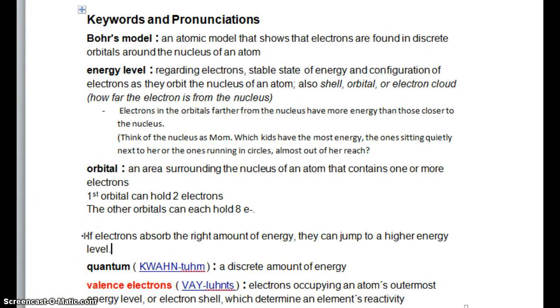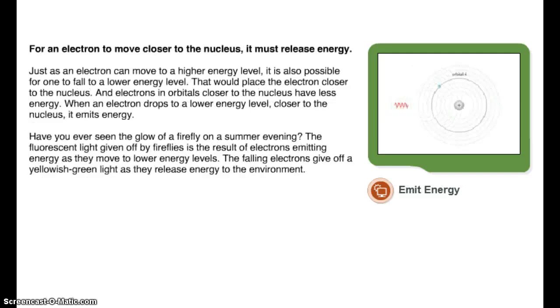And so I added to our notes, if electrons absorb the right amount of energy, they can jump to a higher energy level, or a higher orbital. For an electron to move closer to the nucleus, okay, so now I'm going closer in, it must release energy. Just as an electron can move to a higher energy level, it is also possible for one to fall to a lower energy level. That would place the electron closer to the nucleus. And electrons in orbitals closer to the nucleus have less energy. When an electron drops to a lower energy level closer to the nucleus, it emits or gives off energy.